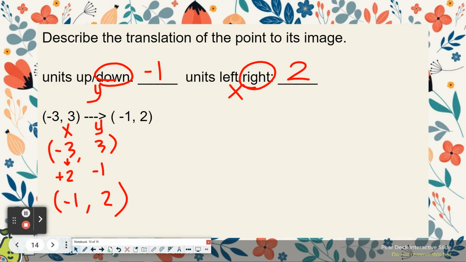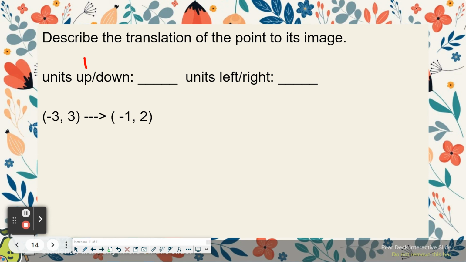So in case you haven't figured it out, up is positive, down is negative, left is negative, right is positive. It's a little confusing because these are X's and these are Y's, but I wrote it the way that Big Ideas is going to have it. And so Big Ideas does confuse it. It could have been written better, but this is just the way it is on Big Ideas. So I wanted you to be used to seeing it this way.